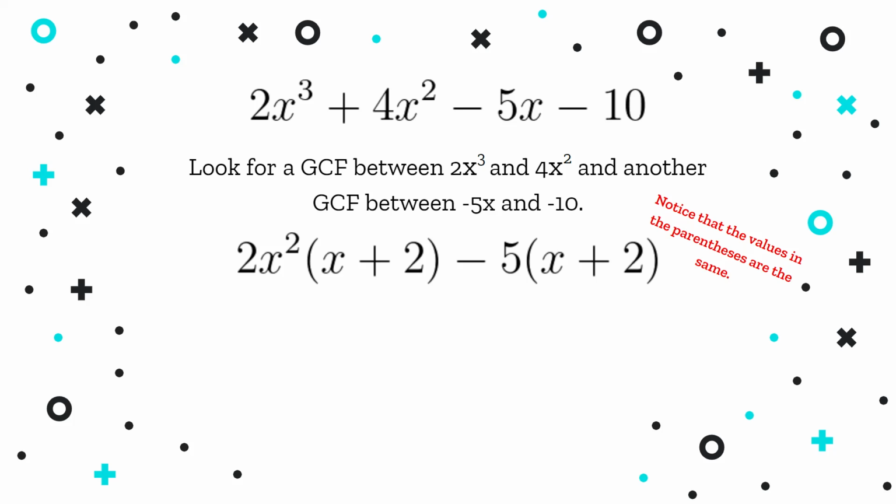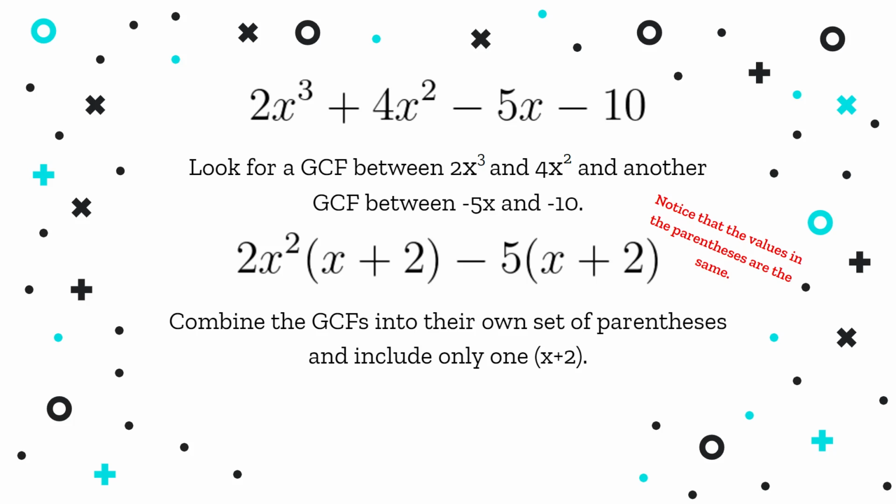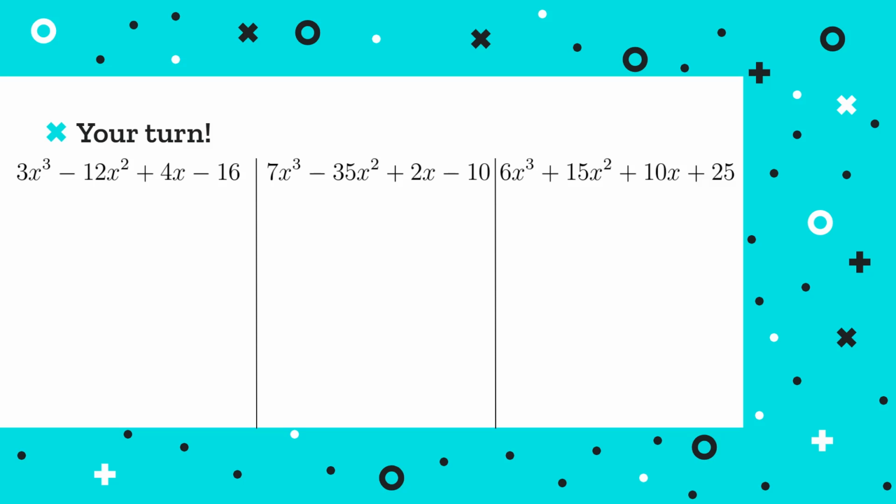Notice that the values that are inside the parentheses are the same. This is extremely important whenever you're doing grouping. So combine the GCFs into their own set of parentheses and include only one set of parentheses with x plus 2 to get this as your final answer. Now it's your turn. Pause the video and try out these 3 questions.